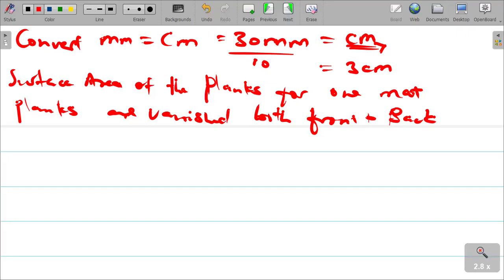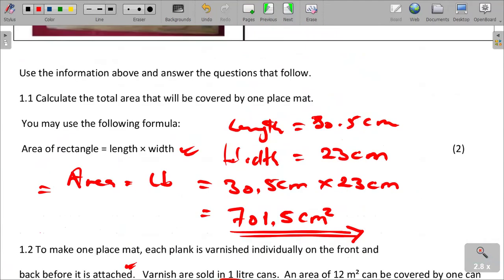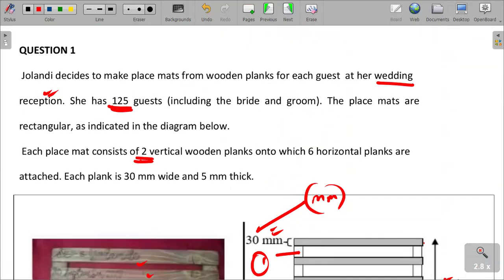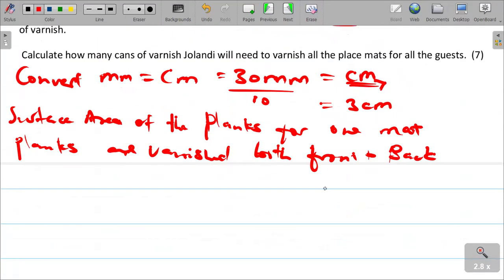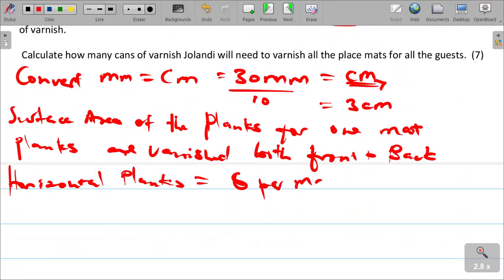So we are saying horizontal planks. It is given that the horizontal planks are 6 per meter. That is what is given there.